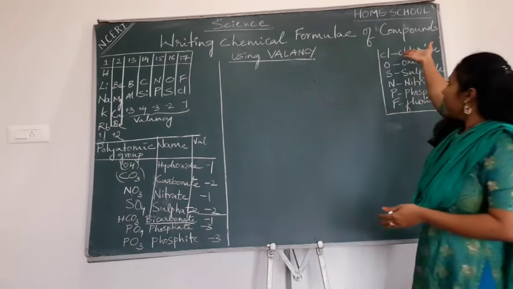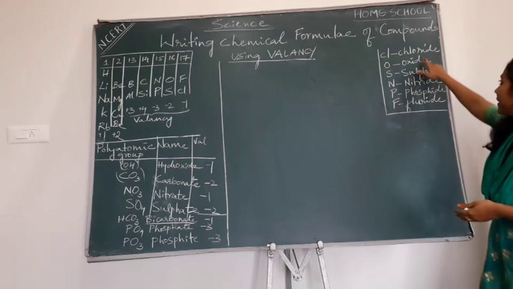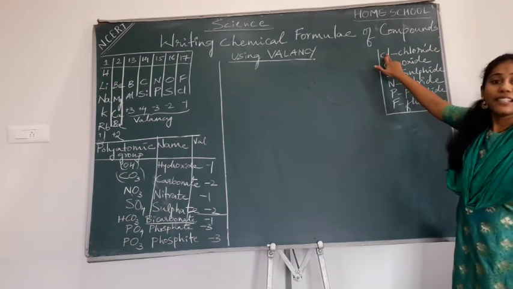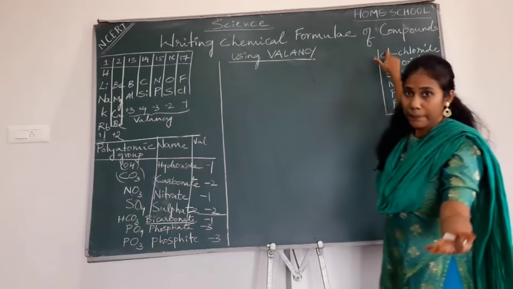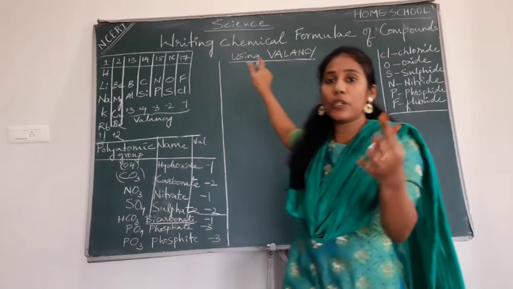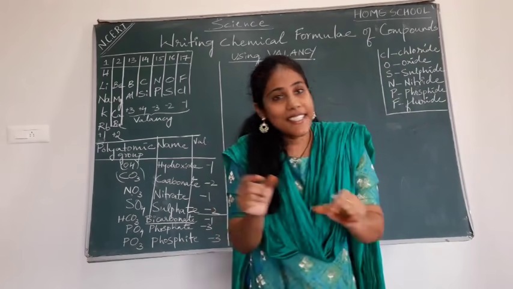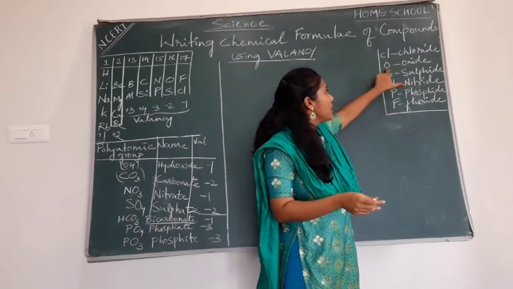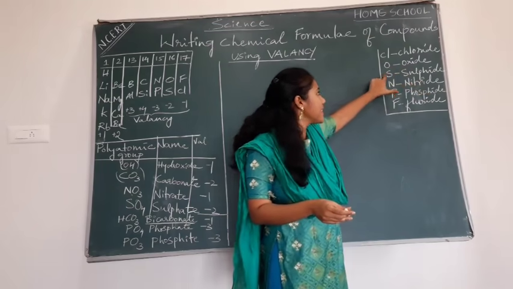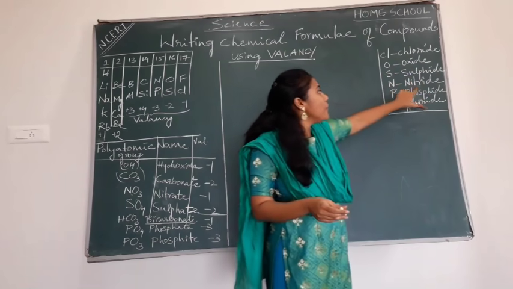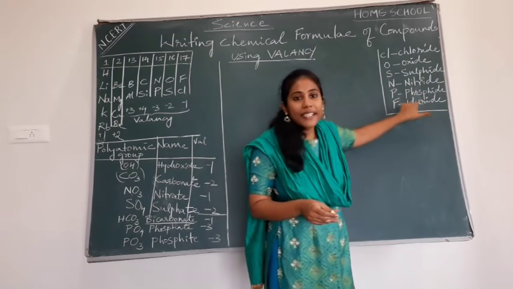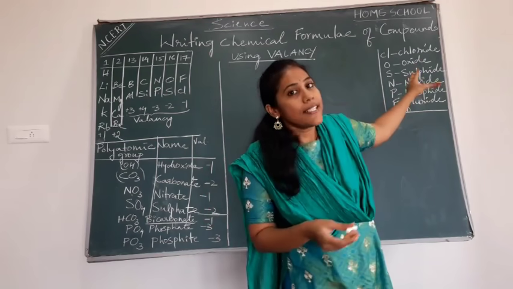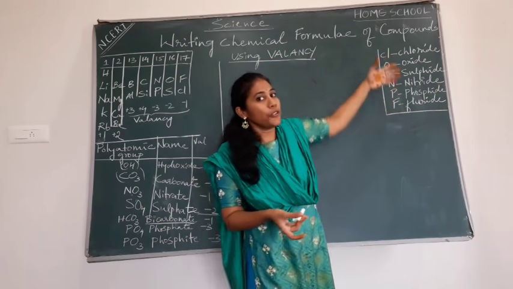And again you have something this side, right? Chloride, Cl can be called chloride in a compound. Say sodium chloride is there. So chloride in the sense what? Cl. Similarly, oxide in the sense oxygen, O. Sulfide is S. Nitride is N. Phosphide is P. Fluoride is F. So this is another information that you have to know.